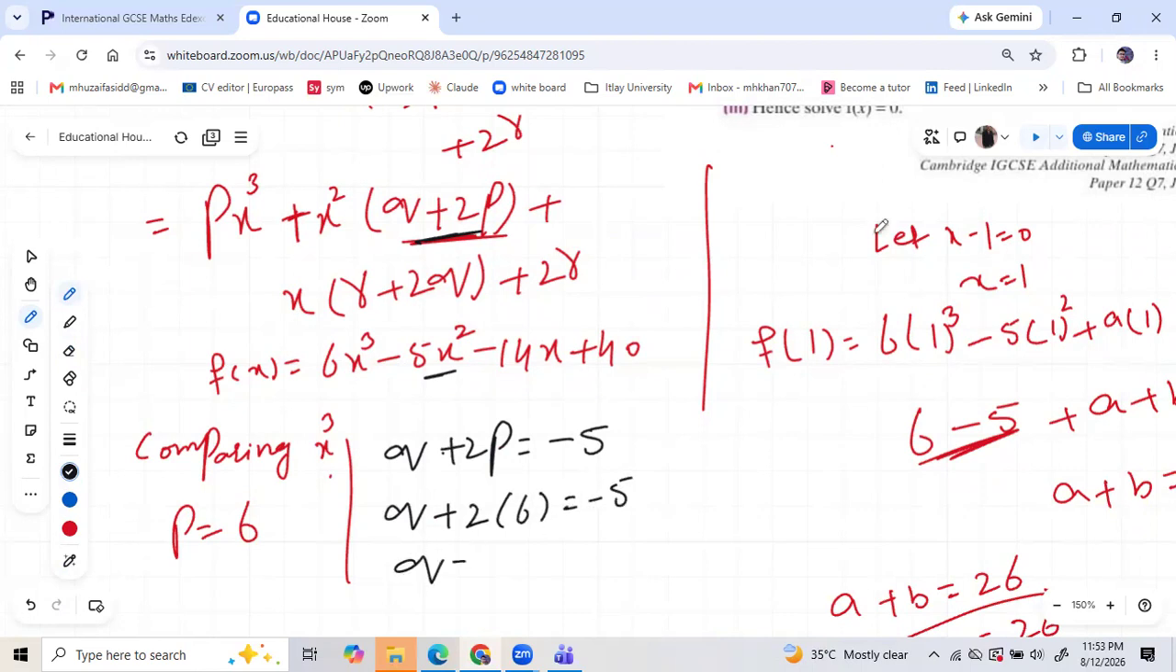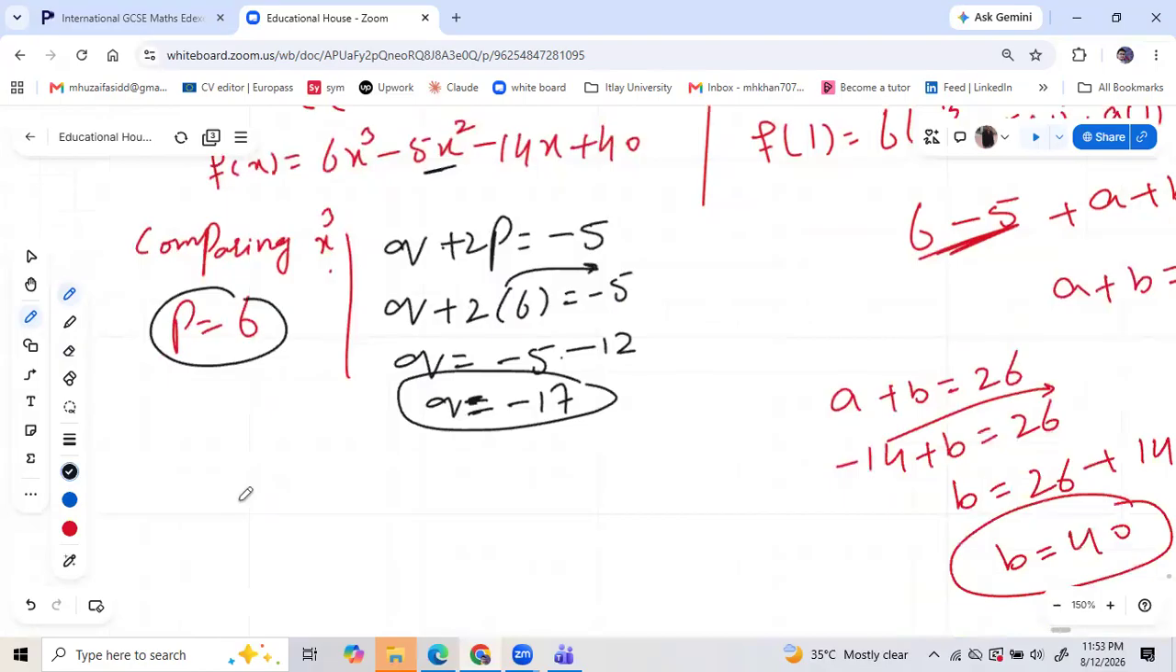So q is equal to what? This is minus 5. So this is 2 multiplied by 6, 12, and 12 is going to the other side positive. This is the minus of 12. So q is equal to what? This is equal to minus of 17.